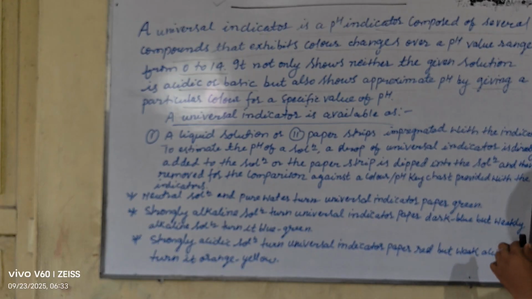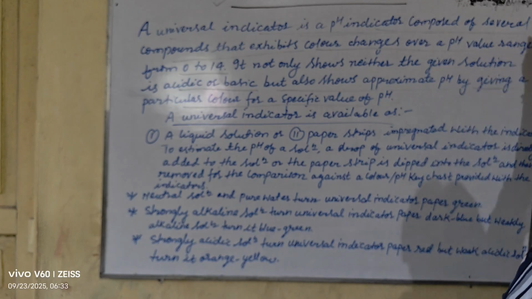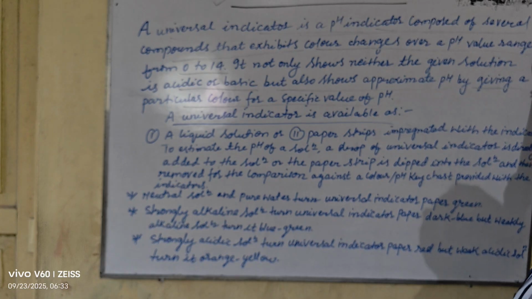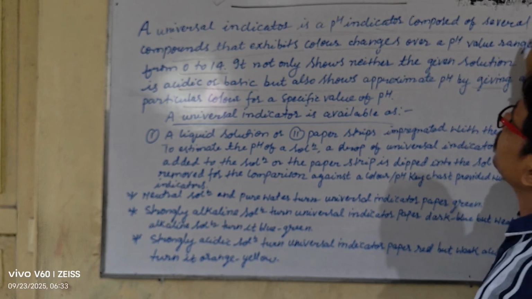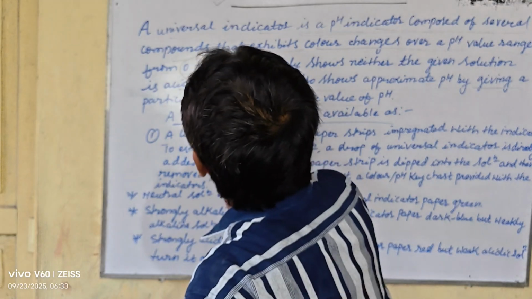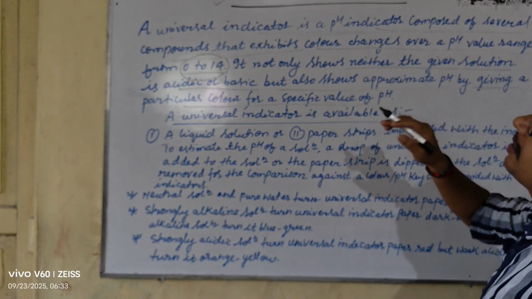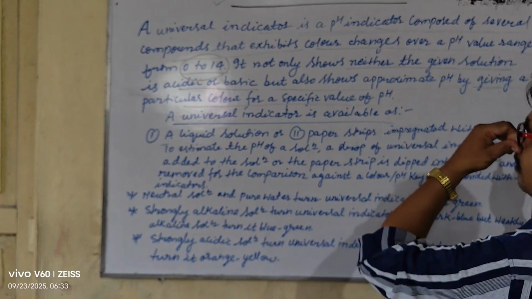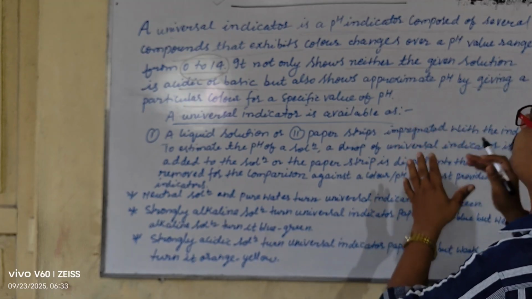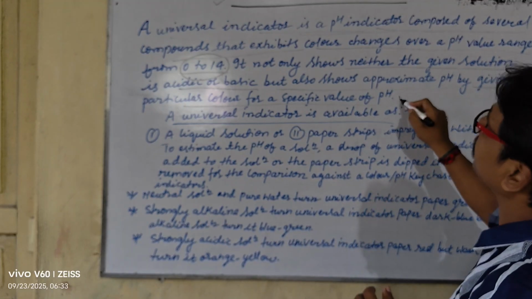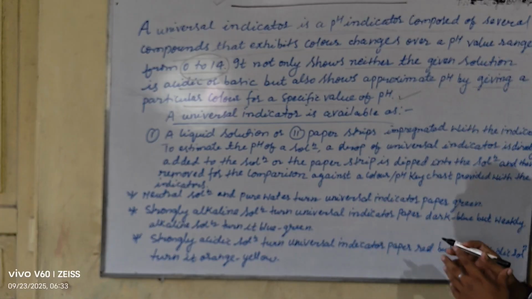So my dear student, it is quite clear that universal indicator is a pH indicator composed of several compounds that exhibit color changes over a pH value ranging from 0 to 14. It not only shows whether the given solution is acidic or basic, but also shows the approximate pH by giving a particular color for a specific value of pH.